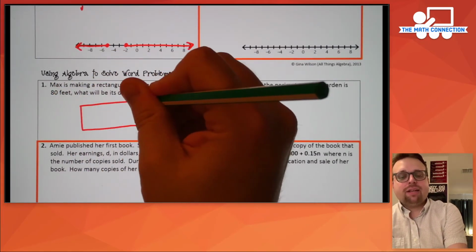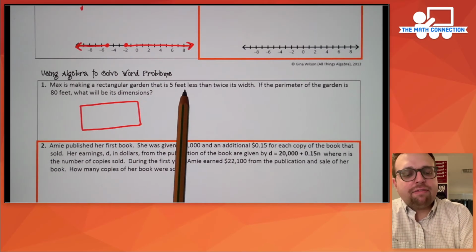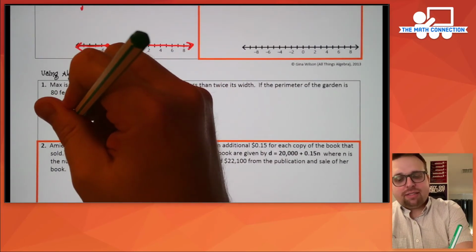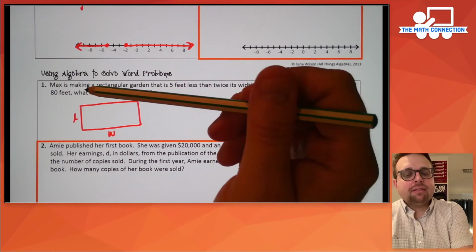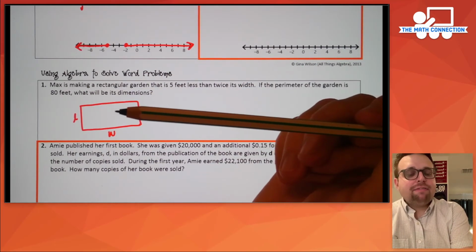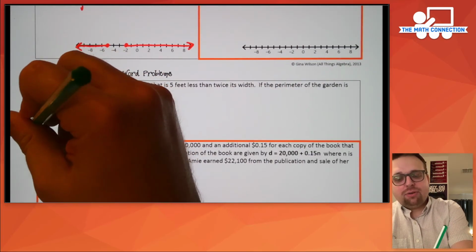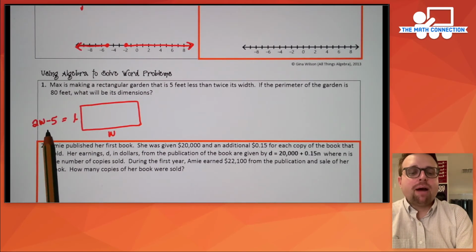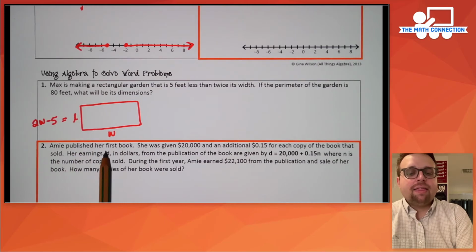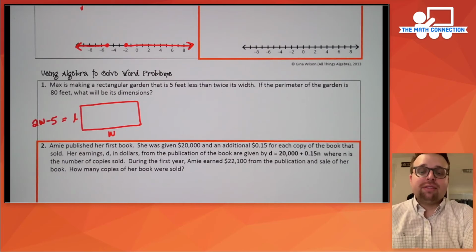Here is our rectangular garden, and it's 5 feet less than twice its width. So if this is the length and this is the width, then the length is 5 feet less than twice its width. So this is going to be 2w minus 5. Twice the width minus 5 is this side, and then the width is going to be this side. The perimeter is when you add up all the sides together.